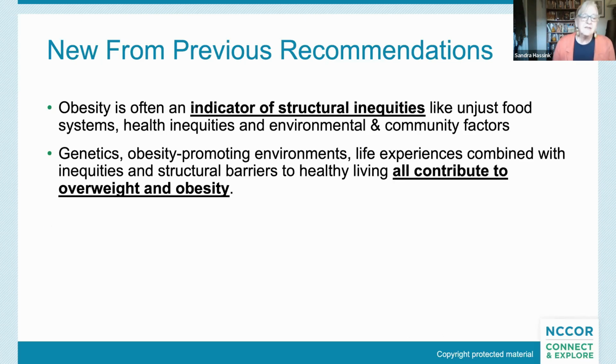And obesity in the wider context is often an indicator of structural inequalities and inequities like unjust food systems, health inequities, and environmental and community factors. So we know we need to understand the context of our child and family. And genetics, obesity promoting environments, life experiences all combined with inequities and structural barriers to healthy living to contribute to overweight and obesity. And it's in that setting that the CPG recommendations occur, that we need to understand the wider breadth of the child's context to develop, based on these recommendations, individualized and tailored treatment. Next slide, please.